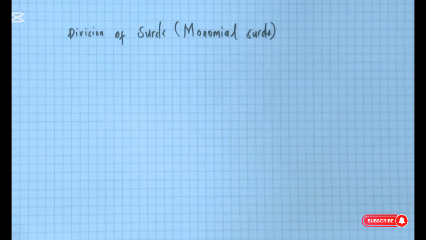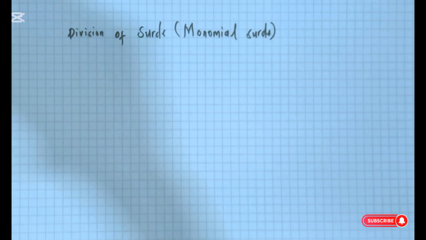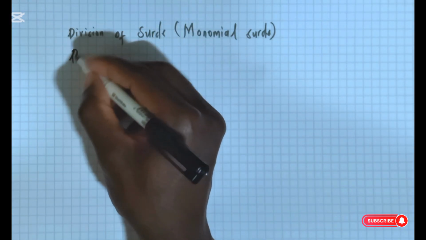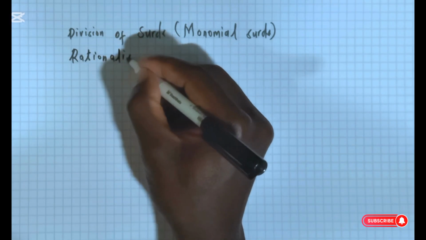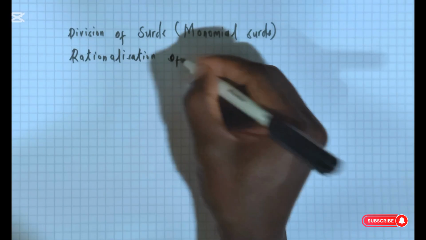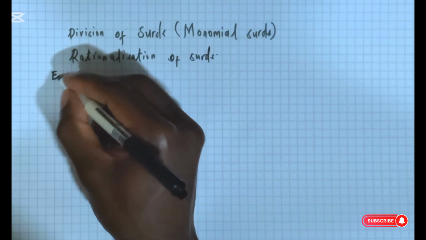Now when we are dividing surds, basically what we do is make sure that the denominator is not a surd. That process of making a denominator not a surd is what we call rationalization. So division of surds is also usually referred to as rationalization of surds. So let's go into our first example.